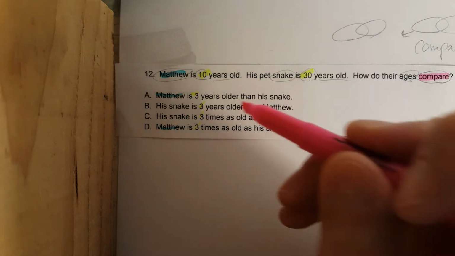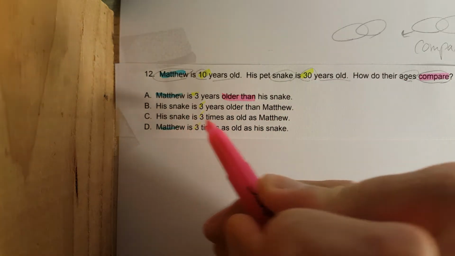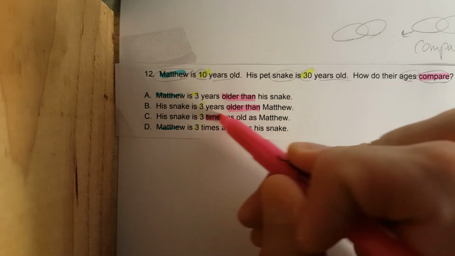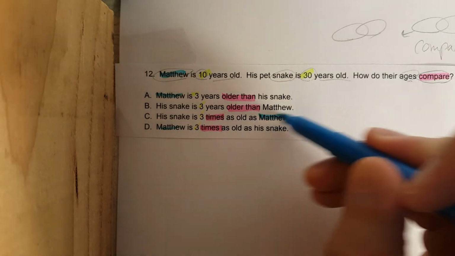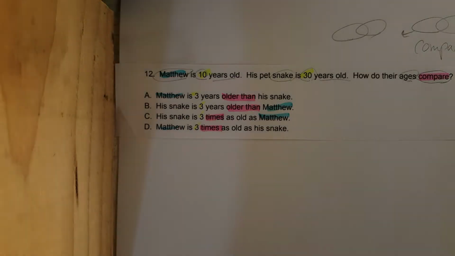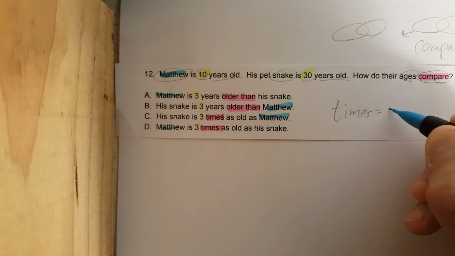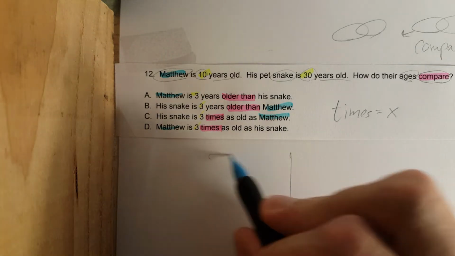Matthew is 3 years older than his snake. His snake is 3 years older than Matthew. His snake is 3 times. So now we see that keyword, times. Here's Matthew. We know that times is equal to multiply. So let's set this up.